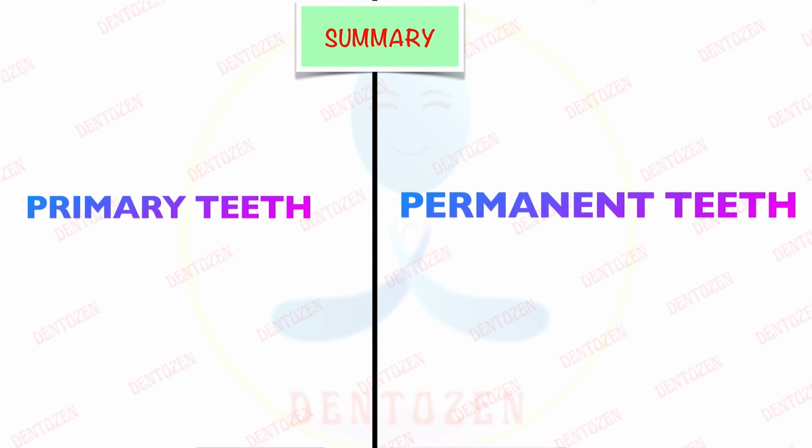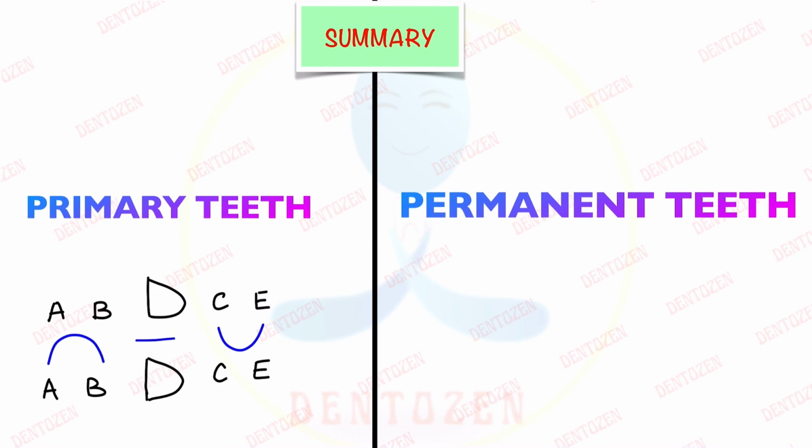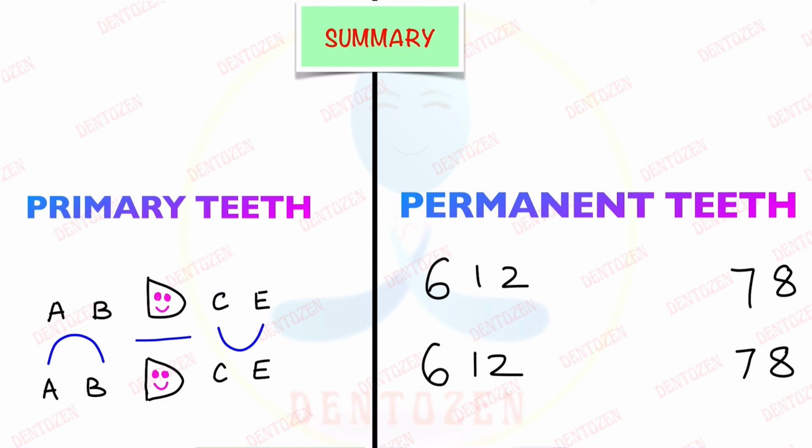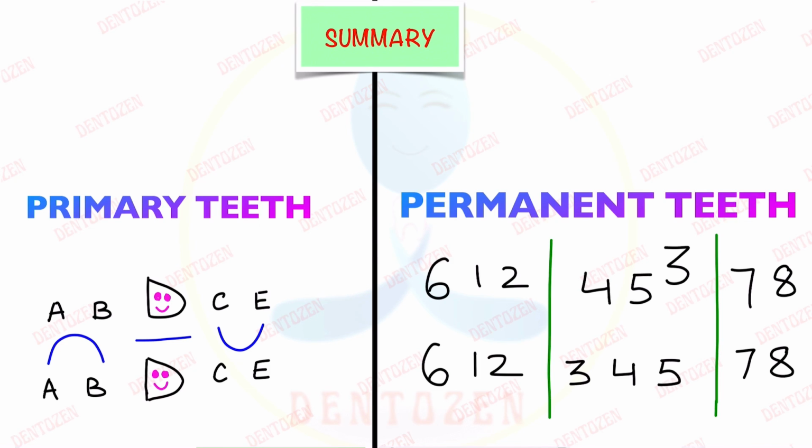Now let's summarize how to remember. It's very easy. You have to just first follow the sequence ABDCE, ABDCE, and then sad to smile curve for the primary teeth. And for permanent teeth, the sequence 612 612 in the first, and the last 7878. And in between, the difference is in the canine, that is for mandibular, it is very easy. It is in the sequence 345, that is canine first, whereas in maxillary canine comes last, premolars come first.